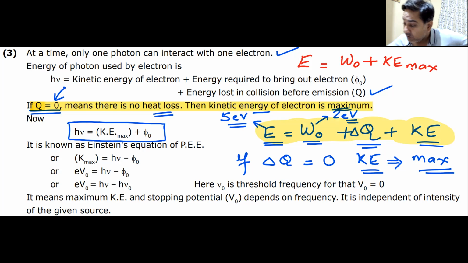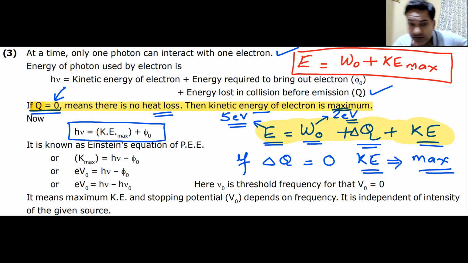Yes, sir. So this is Einstein's equation, which you have to remember. This is a special case where delta Q is taken as 0. Now I can write this equation in different forms. This is the first form in which I have written this.